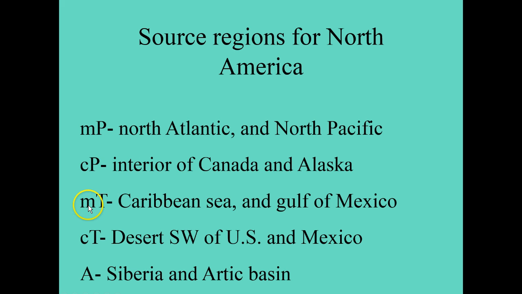Maritime tropical, that's moist over water, and tropical means hot. The Caribbean Sea or the Gulf of Mexico are two ideal places for that. Continental tropical, the desert southwest of the United States and Mexico. It's going to be nice and warm. That's the tropical part, but it's continental, so it's going to be dry. And then Arctic air usually comes from Siberia, which is northern Russia, and the Arctic basin around the Arctic Circle. And I realized I spelled Arctic wrong.